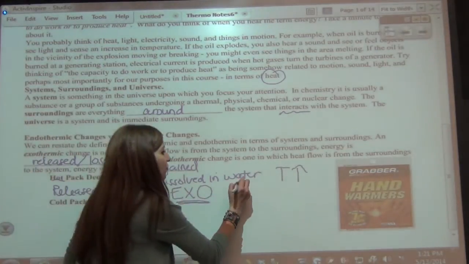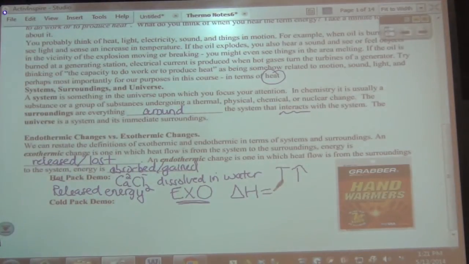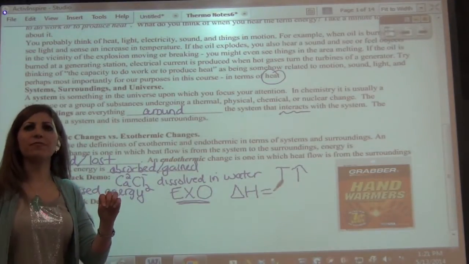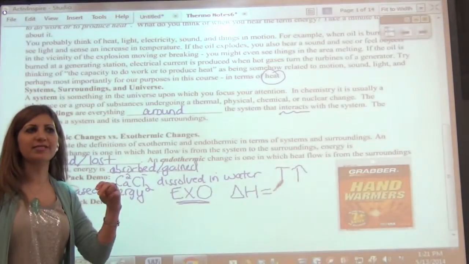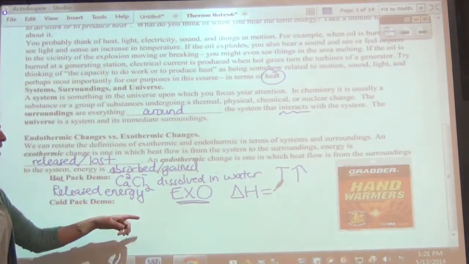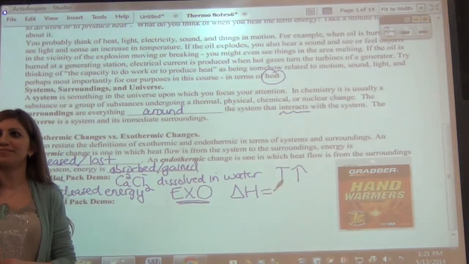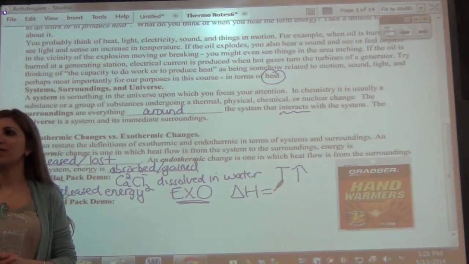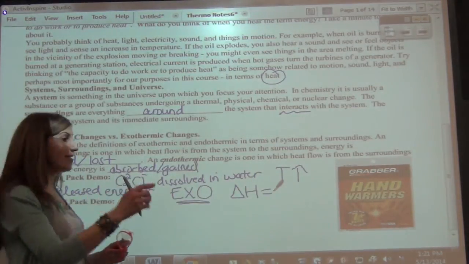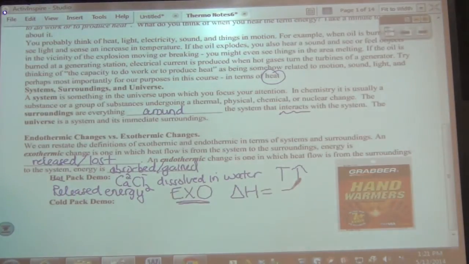And now let's see if you remember this. There's a sign that we can associate with it. Okay? Exo, remember, means losing, releasing, giving off. I'm going to repeat, losing. What sign do you think the delta H is if it's losing energy? Losing would probably be negative. Awesome. Okay? So an exothermic reaction is going to be negative.